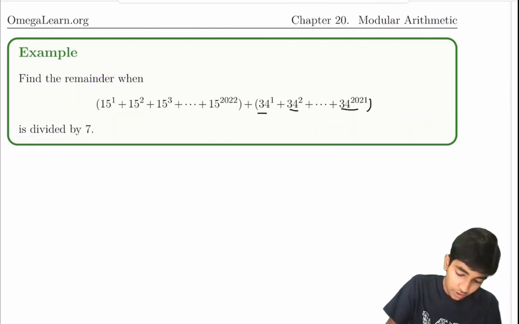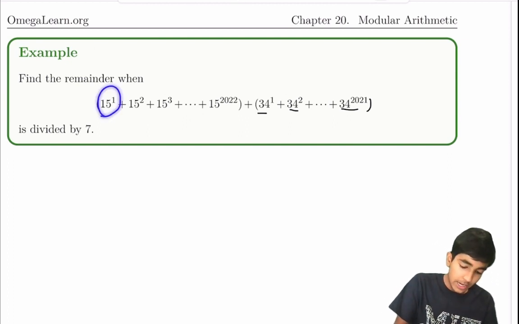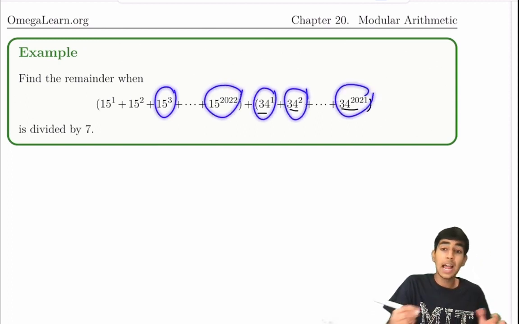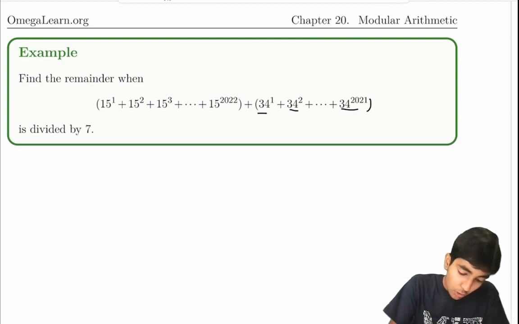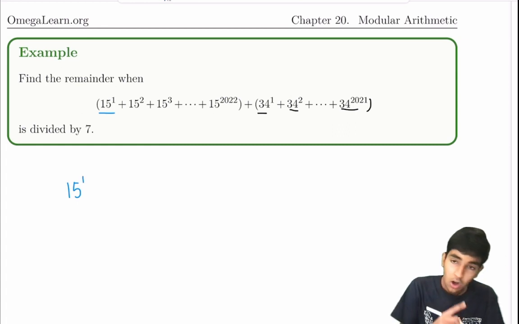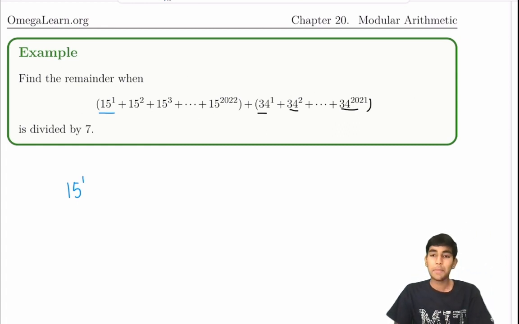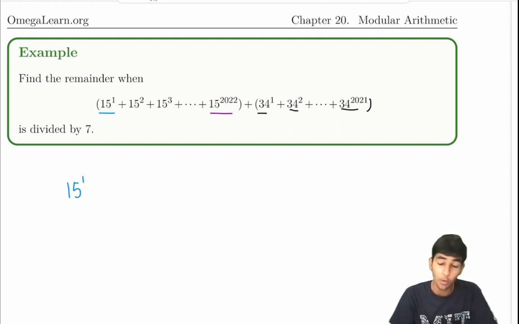And notice, to find the remainder when it's divided by 7, we can just find the remainder of each piece and add those remainders up, the modular sum rule. So what's the remainder of 15 to the 1 when divided by 7? We can use the exponent rule. It might seem silly to use it here, but for the other powers, it will matter more.